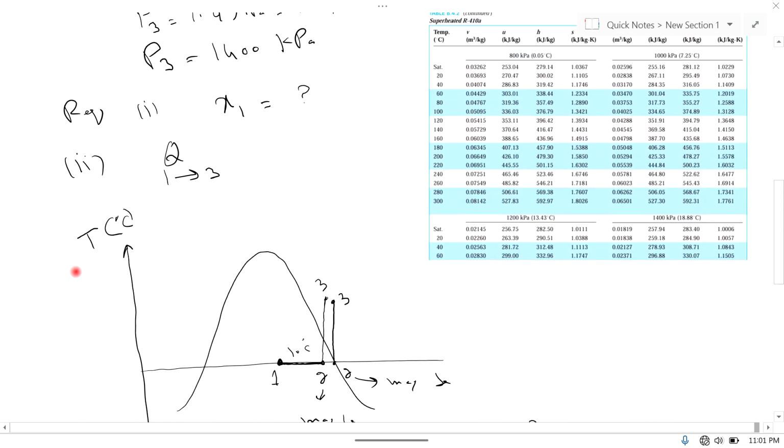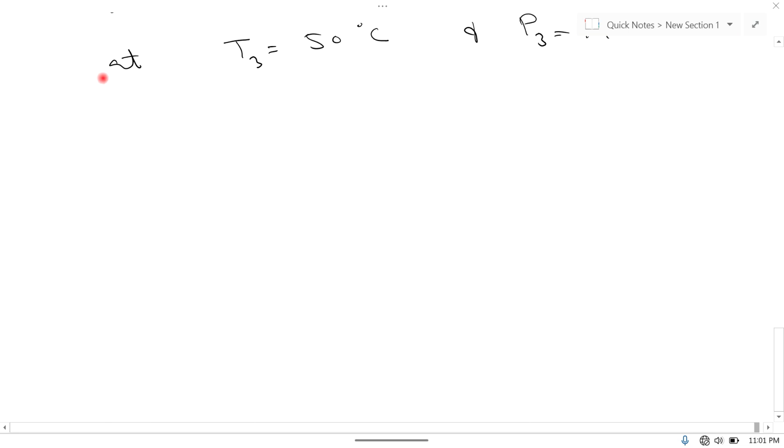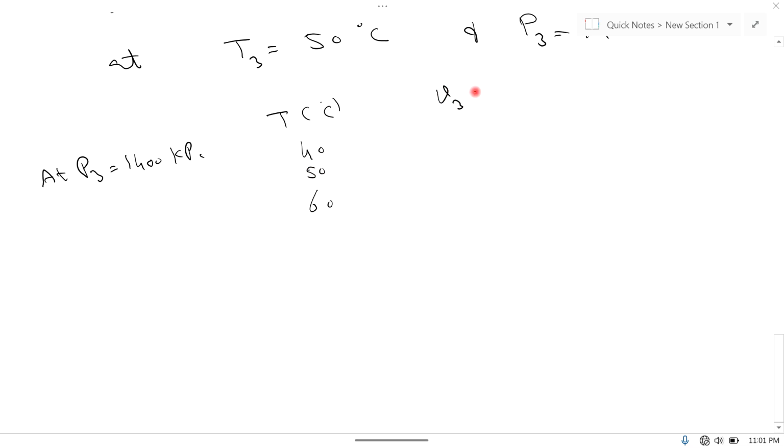So if we check the superheated steam table here, this is the superheated steam table for refrigerant 410A, and this is the pressure 1400 kilopascal. 1400 kilopascal is available, but 50 degrees centigrade is not available, so we will do interpolation for temperature. So at pressure P3 equal to 1400 kilopascal, 40 degrees centigrade and 60 are available, but we have to find V3 and U3 at 50 degrees centigrade. So we will do interpolation for this.